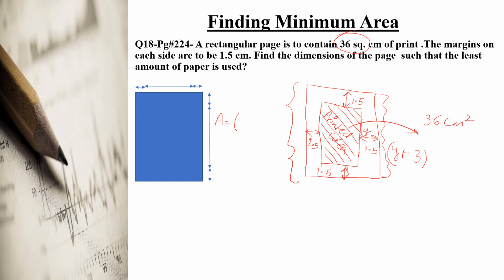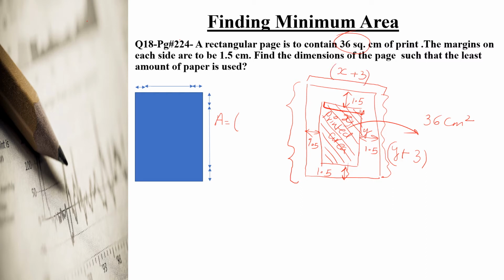Now let's suppose the horizontal side of the printed area is x. So how much does the whole side equal to? 1.5 from the right is left, 1.5 from the left is left, and plus x. So it will be x plus 3 in total.